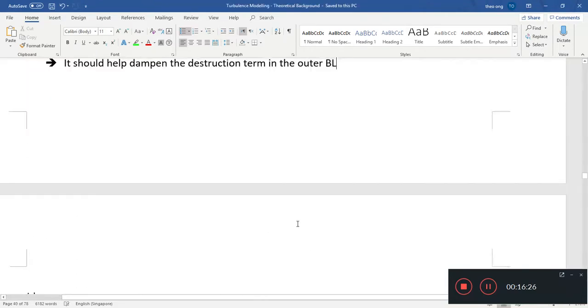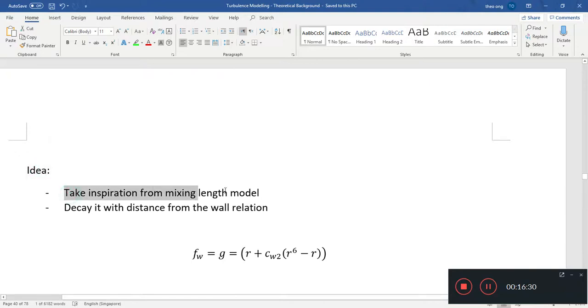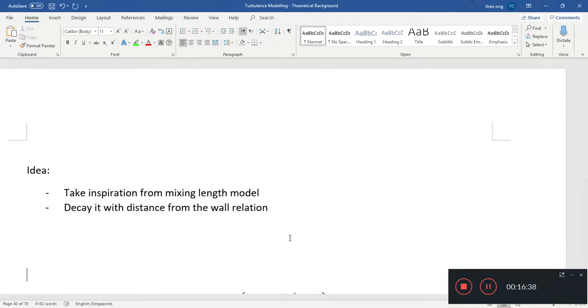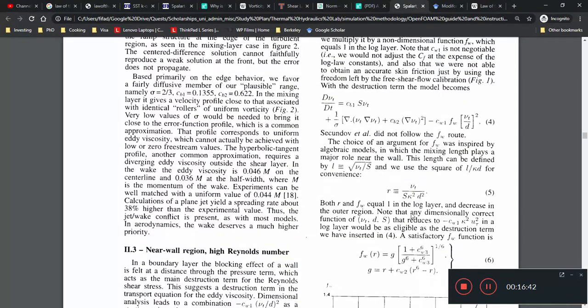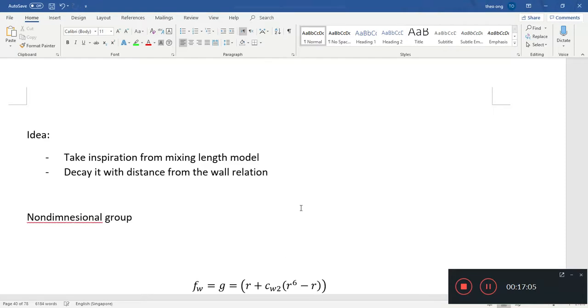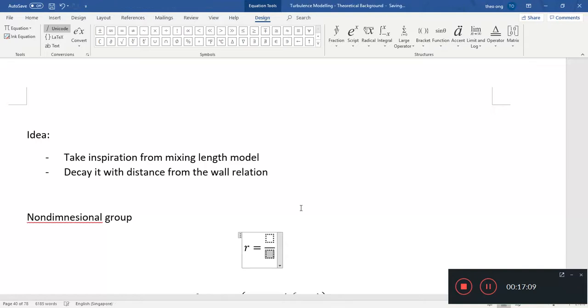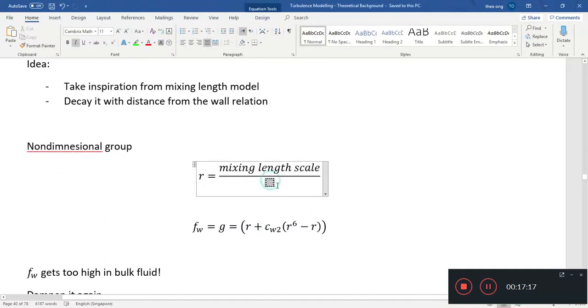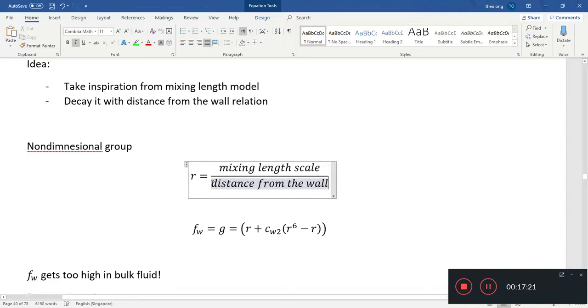Okay, so how was it formulated? They basically took inspiration from the mixing length model, and they decayed it with the distance from the wall relation. Basically this complicated term uses this non-dimensional group. So what is this group? It's called R, which is, I think, the ratio of the mixing length scale to a distance from the wall.